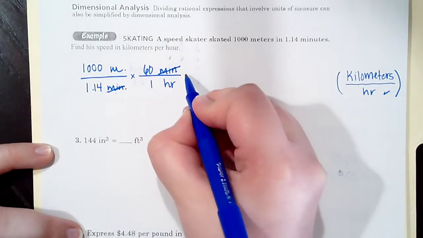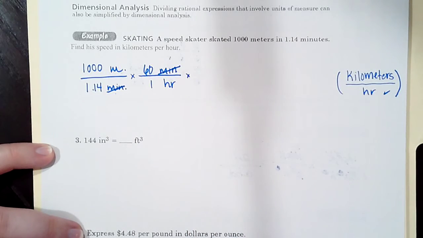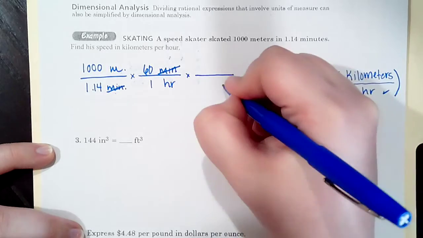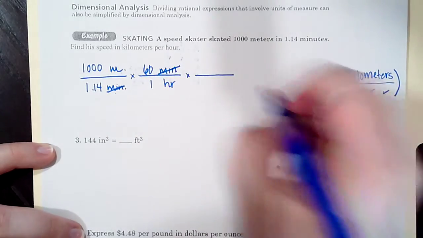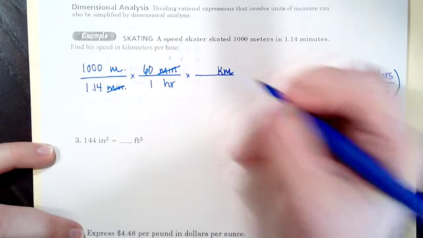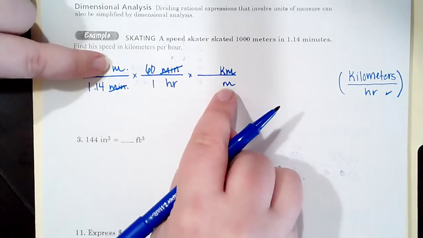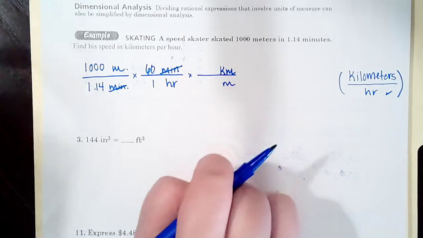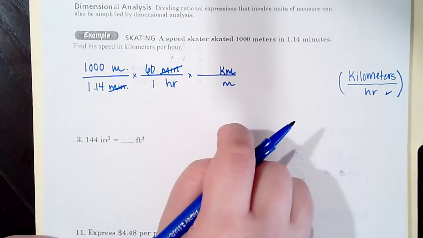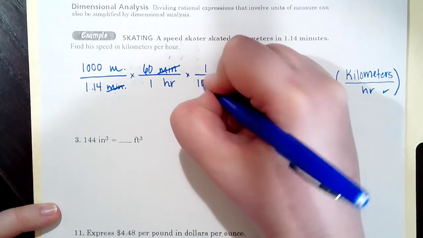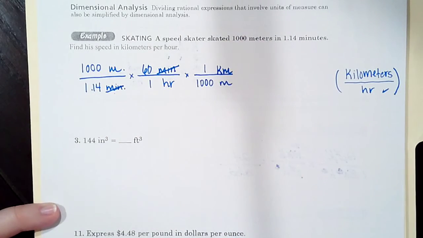But I can't just multiply by this because I'm still in meters. So what I'm going to need to do is multiply by another adjustment. And that adjustment needs to take me from meters up to kilometers. I need kilometers on top, and I need meters on bottom because that's the only way I can get the top and the bottom to reduce. Now, how many meters are there in a kilometer? Well, if you don't know off the top of your head, that's okay. I'll let you know that there is, in fact, 1,000 meters in a kilometer.